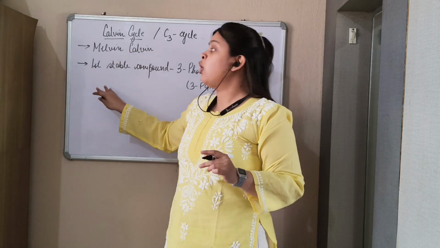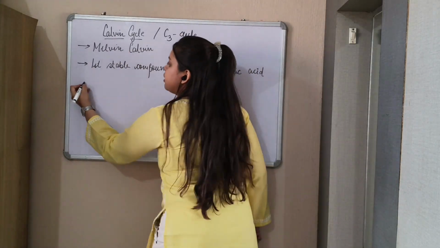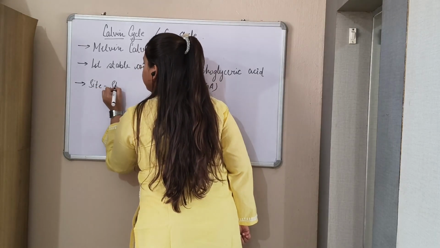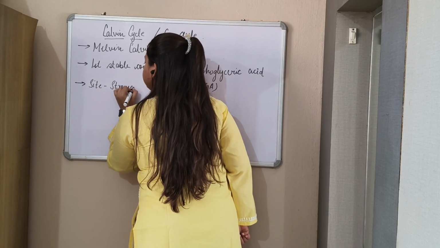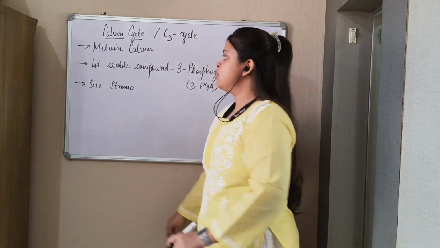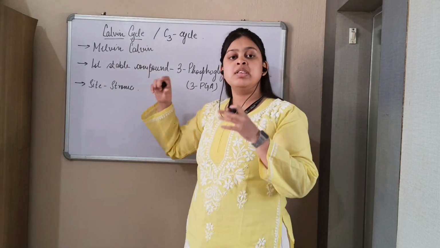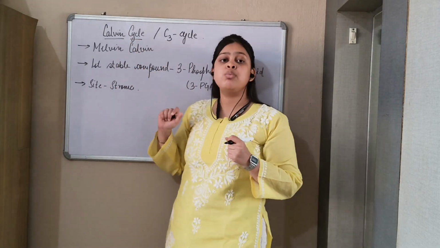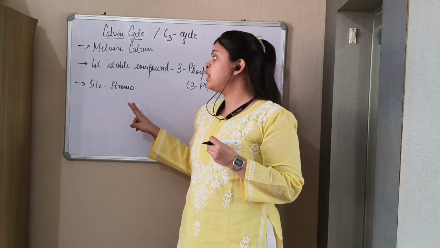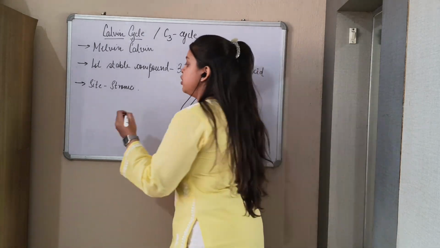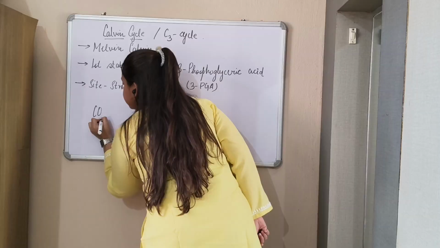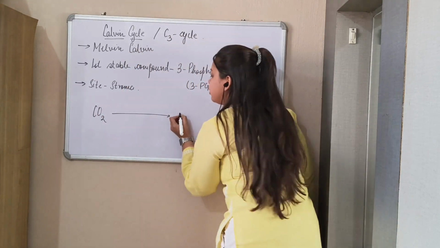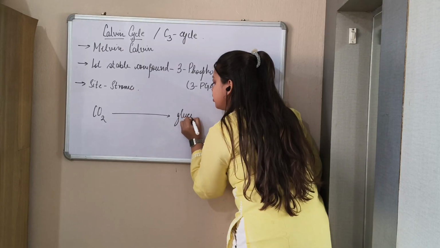The Calvin cycle, or the dark reaction, takes place in the stroma of the chloroplast. So what happens in the Calvin cycle? The CO2 molecule is accepted from the atmosphere and that CO2 molecule is reduced or assimilated to form the glucose molecule.